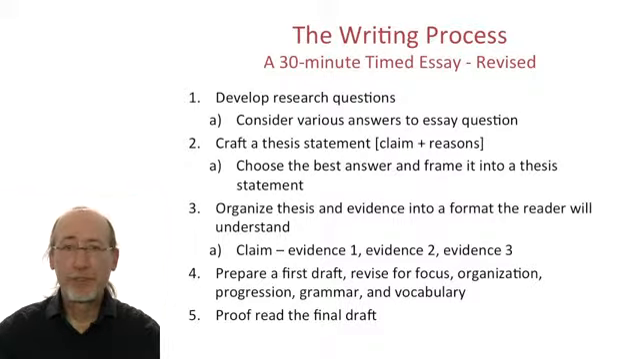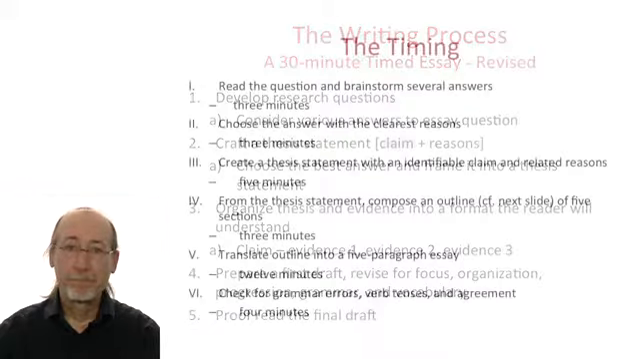You can organize your thesis and evidence into an outline where each paragraph is one piece of evidence. Evidence piece number 1, evidence piece number 2, and evidence piece number 3. And then from there, it's very easy to turn your outline into the essay. Number 4, you prepare a first draft. You revise it as you write. And finally, number 5, you proofread it.